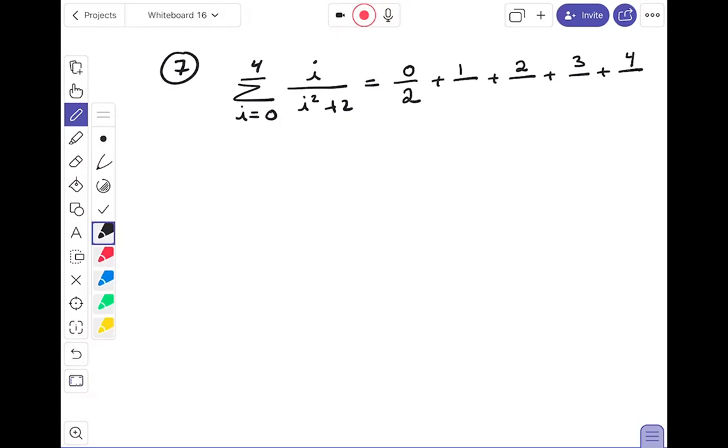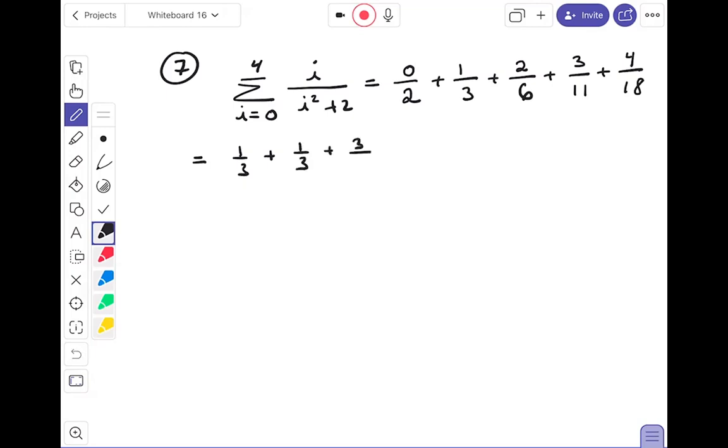What's the next one going to be? Well, now I just did 0. I'm going to do 1. So 1 squared is 1, and 1 plus 2 is 3. Now I'm going to go to 2. 2 squared is 4. 4 plus 2 is 6. And yes, you're expected to do arithmetic. Now 3 squared is 9, and 9 plus 2 is 11. 4 squared is 16. 16 plus 2 is going to be 18. I realize this is tough, but let's go through it. You get 0 over 2, which is just 0. And what's 1 over 3? It's 1/3. And what's 2 over 6? It's still 1/3.